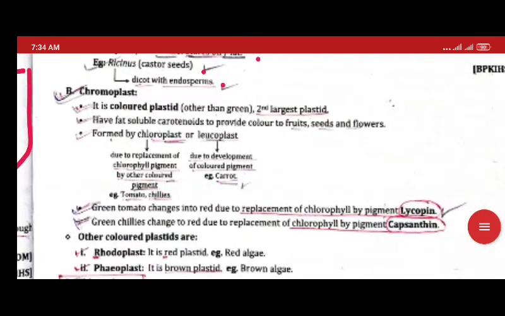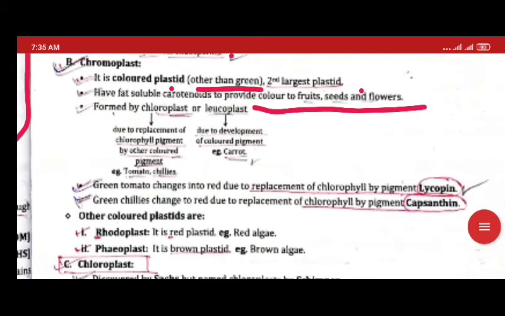Now we have the second, that is chromoplast. Chromoplast is a colored plastid, of a color other than green. It is the second largest plastid, which provides color to fruit, seed and flower. It is formed by chloroplast or leucoplast. Mainly, chloroplast forms it in tomato and chili, and leucoplast in carrot.